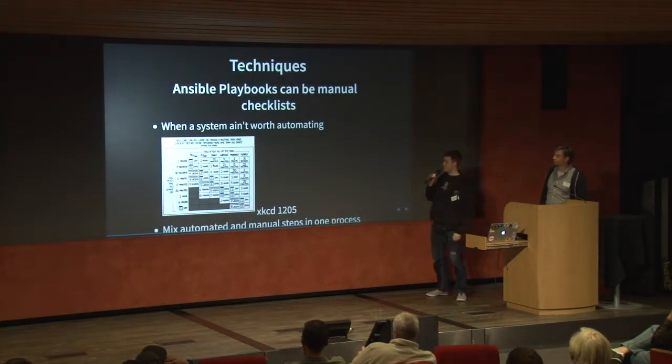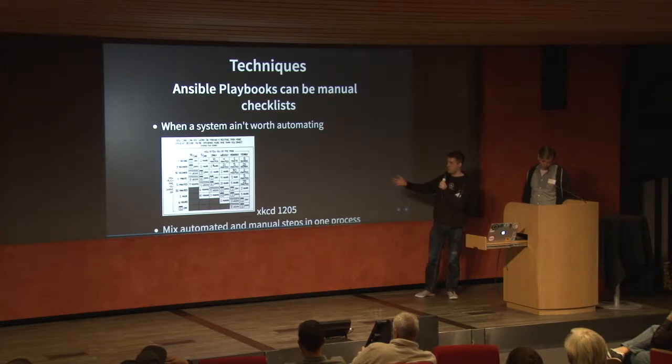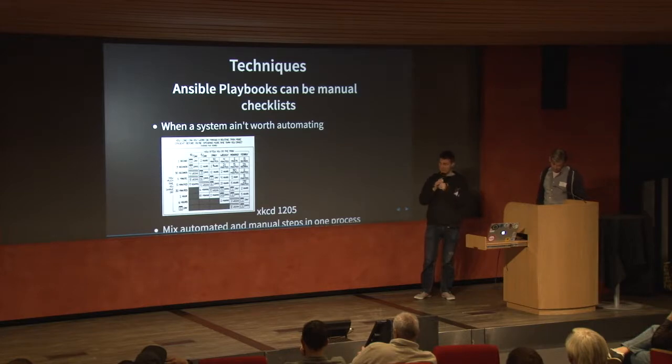As I said, when a system just isn't worth automating, it might be worth making this at least. I'll reference you to XKCD here. They have a grid of how often you do the task versus how much time you save by automating it, and whether it's actually worthwhile.